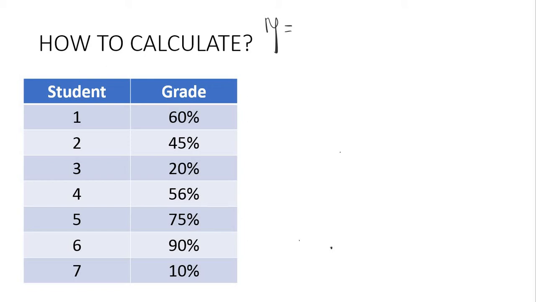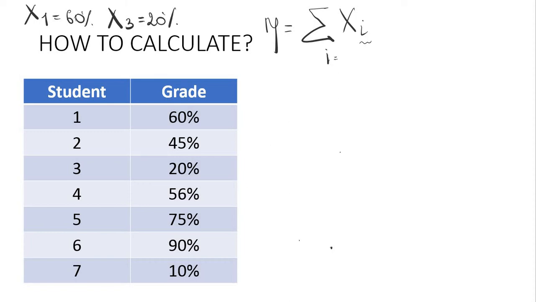So first, you have to calculate the sum of all the values of variable x, in our case, grade, for all the students. This index denotes the index of a student. So for instance, x1 is equal to 60%. This is the grade of the first student. x3 is equal to 20%. This is the grade of the third student. So we have to calculate the sum, and we have to divide the sum by the number of observations, the number of students in the group.